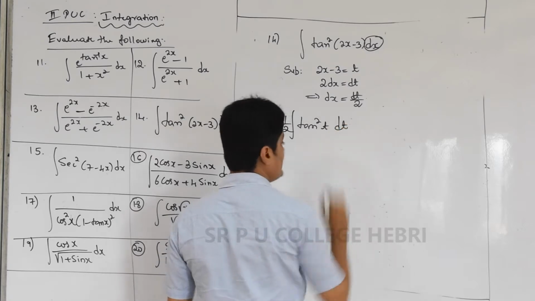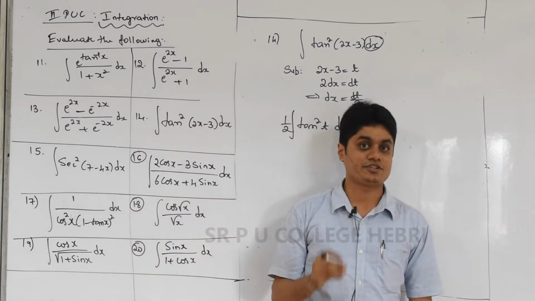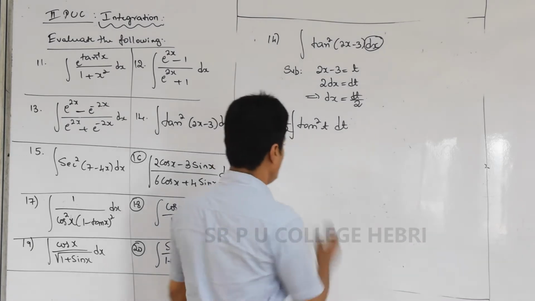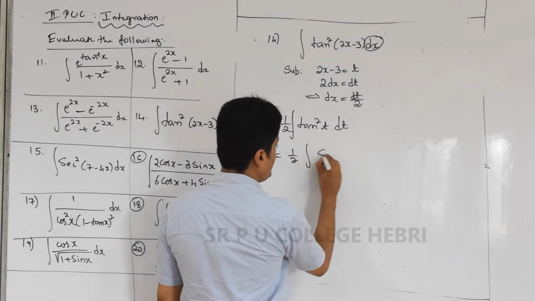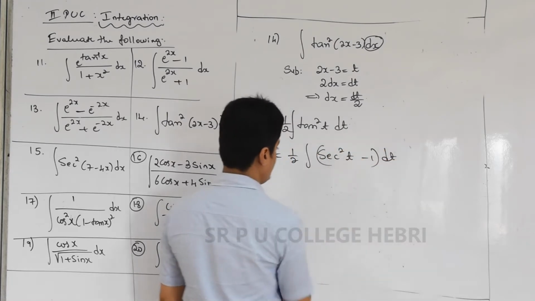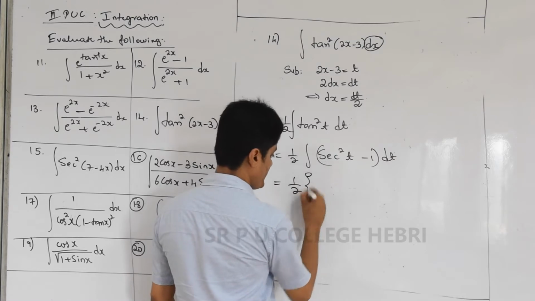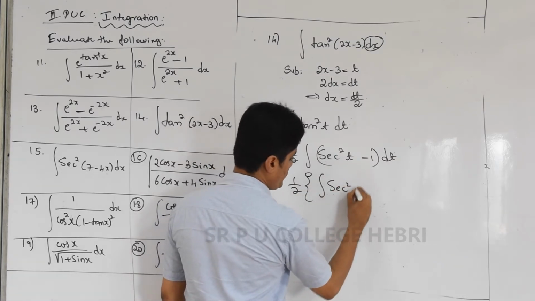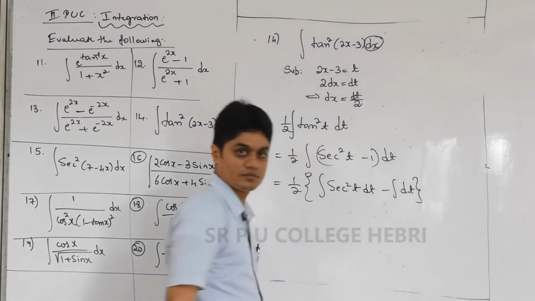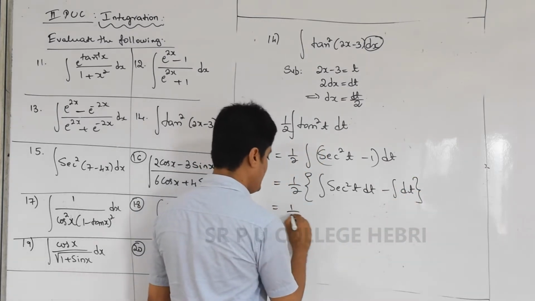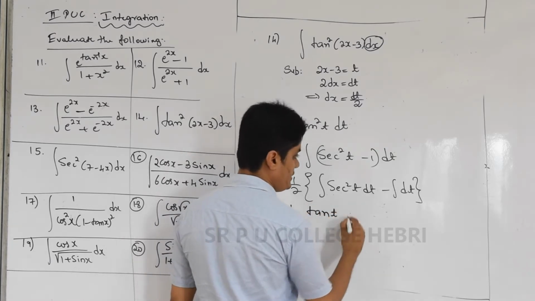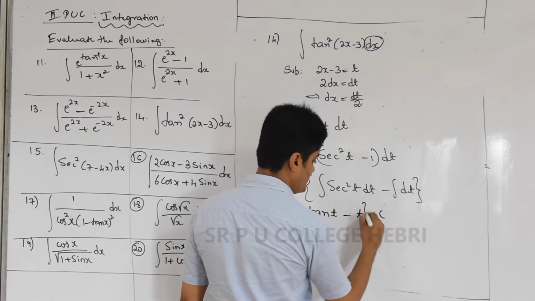In the last class I solved one problem, integration of tan square x. Do you remember? Can we write the integration directly? Not possible. So what we should do is use trigonometry, and the trigonometry formula is secant square t minus 1 into dt. So it is half into the integration of secant square t dt minus 1 dt. Correct? Yes, so it is half into the integration of secant square t, which is a standard function, so it is tan t minus t plus c.